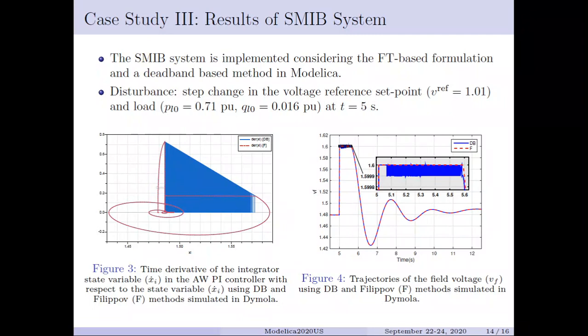The left figure shows the time derivative of the integrator state variable with respect to the state variable using the deadband and the Filippov based method in Dymola. And the right figure shows the trajectory of the field voltage, which is limited to this value, using the deadband and the Filippov based implementation. The field voltage shows numerous chattering or switching bounded by the deadband. On the other hand, a smooth response is achieved using the Filippov theory based implementation. Also, except for the chattering region, the Filippov theory based model shows the same trajectory.